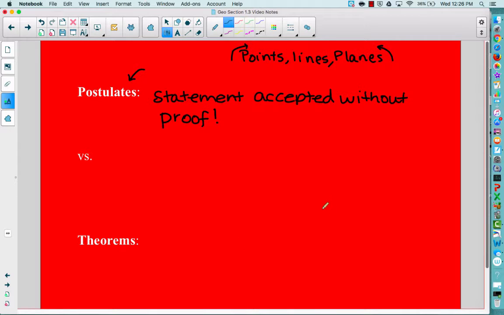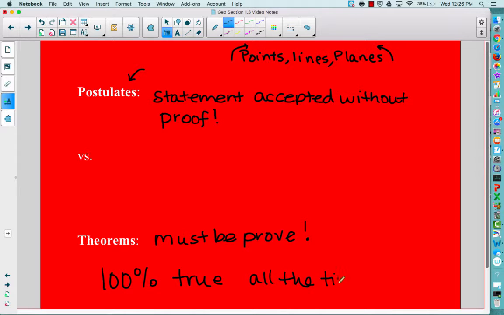Your mom and dad told you when you were a little kid that the sky was blue. Well, you just assumed it was blue because they told you to, and you had to believe them. That's a postulate. A theorem, though, must be proved. And our class is going to be talking about different ways that we can prove things to be true 100% of the time. If it is a theorem, it has to be proved 100% true all the time. Okay?